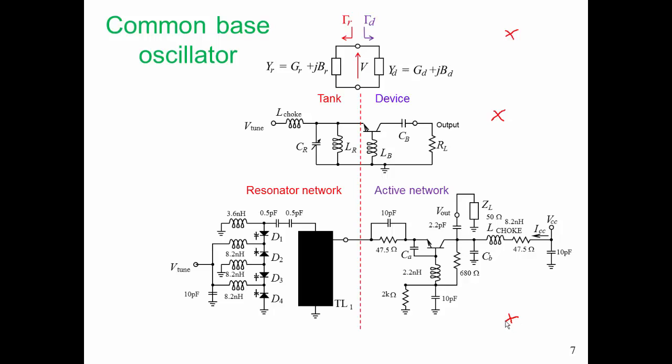The topology we're actually going to use is very similar to that modified Colpitts common base oscillator, but with a number of extra components, quite a few extra components really. So we're going to look at the resonator network first, and then we'll look at the active network and try and understand what all of these various components are doing.